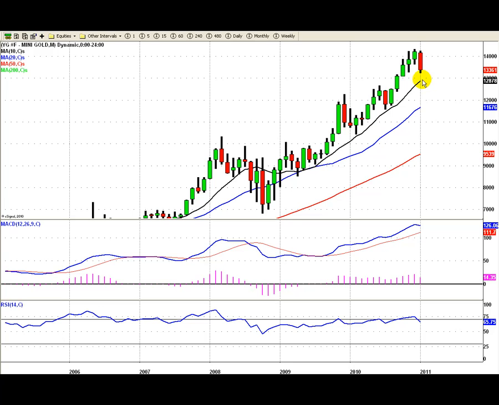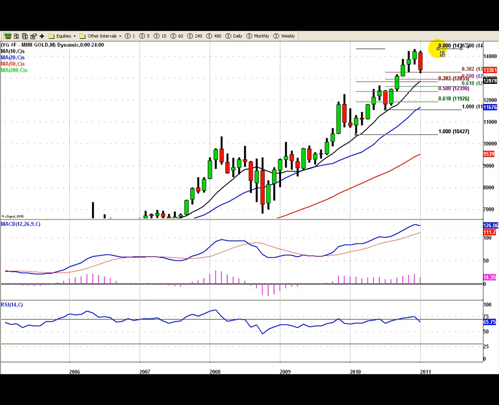Now, this could take a couple of months to set up. So at the moment, as far as this higher time frame is concerned, I'm still looking to wait for potential setups to the upside, okay? So it's just a matter of waiting and watching. Patience, basically.